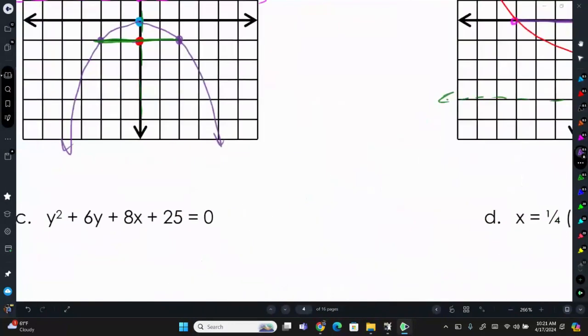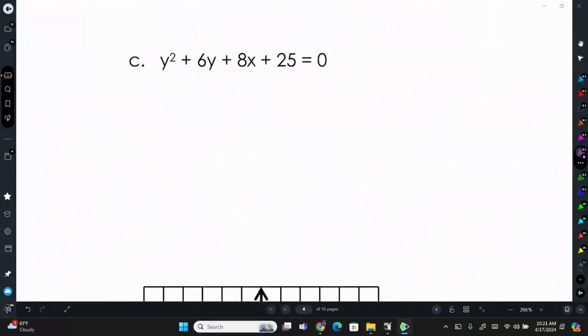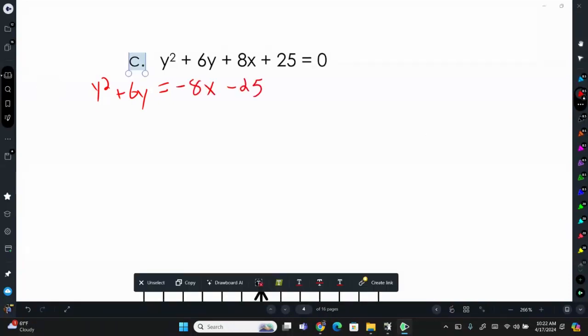All right, now let's look at letter C. y² + 6y + 8x + 25 = 0. Well, y is the variable that's squared, so we want all the y's to be on one side, so we're going to move everything else to the right side. So y² + 6y, and we're going to have to complete the square as well, but we'll deal with that in a minute. If we subtract 8x from both sides and subtract 25, then we get this.